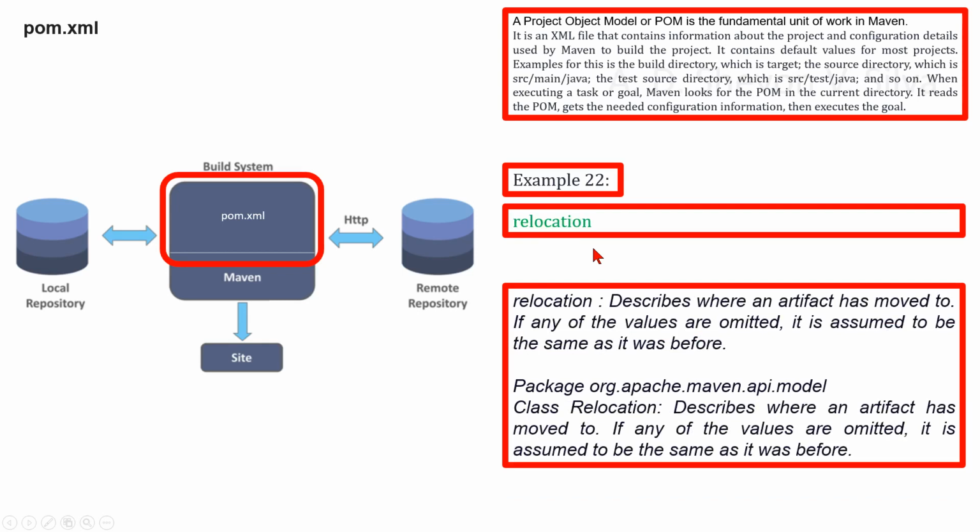Relocation describes where an artifact has moved to. If any of the values are omitted, it is assumed to be the same as it was before. Class Relocation in package API.model describes where an artifact has moved to. If any of the values are omitted, it is assumed to be the same as it was before.